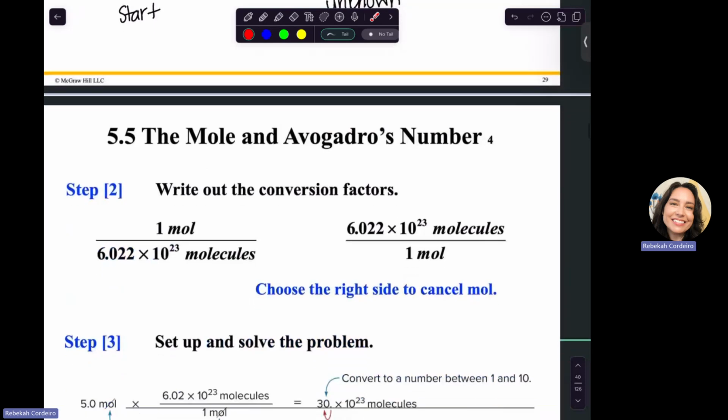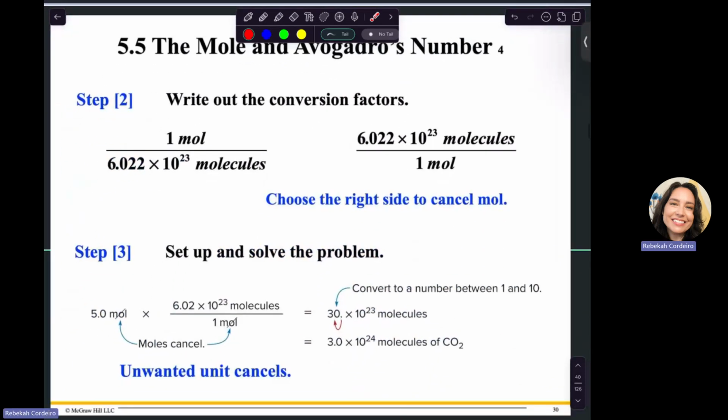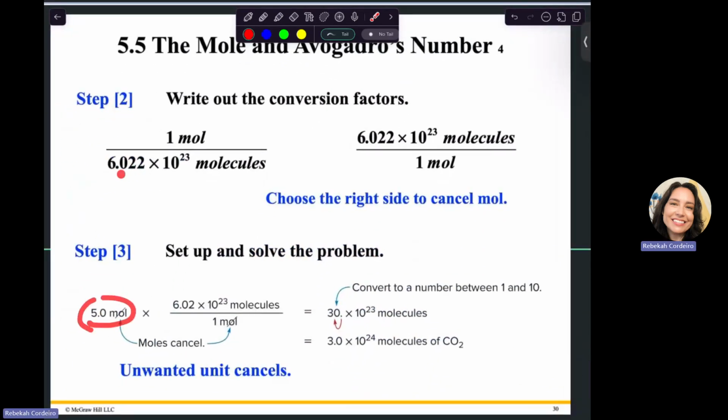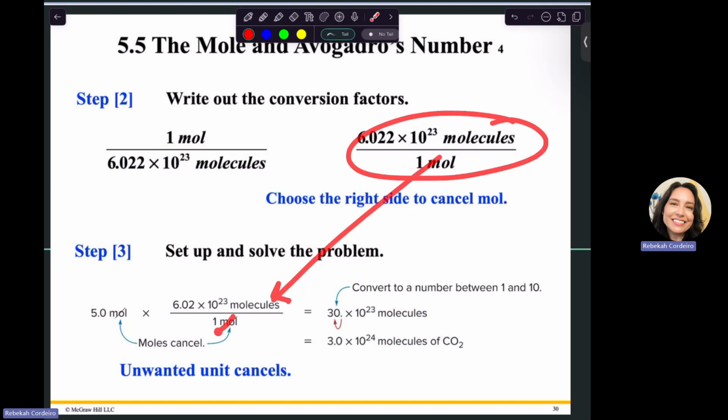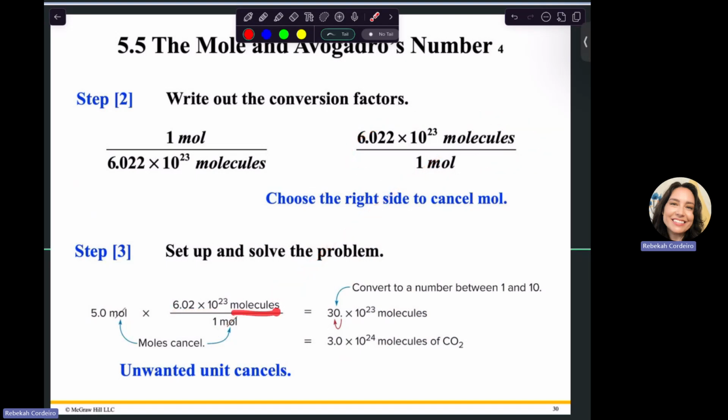And so if we're starting with moles, we've got to think about which one of these fractions we want to use. If we want moles to cancel, we're going to use this fraction because then moles cancel. The number, Avogadro's number, always goes with the particle. So molecules, atoms, or whatever. The mole is always 1. And then we just do our math.